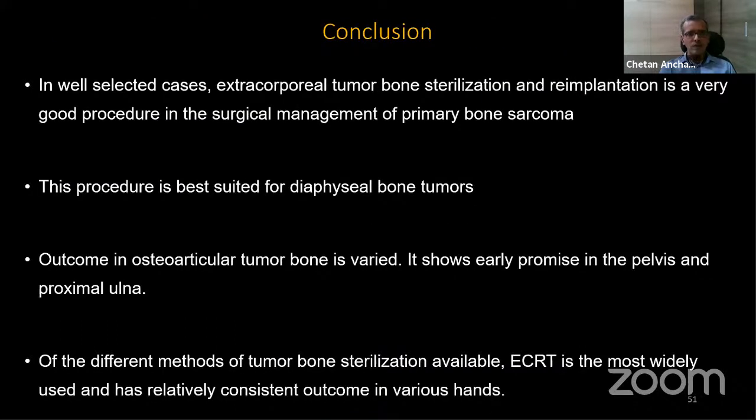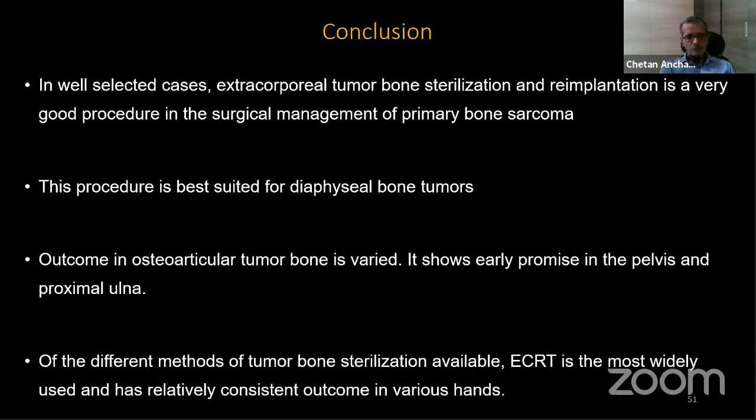So to conclude, in well-selected cases, extracorporeal tumor bone sterilization and re-implantation is a very good procedure in the surgical management of primary bone sarcoma. This procedure is best suited for diaphyseal bone tumors. Outcome in osteoarticular tumor bone is varied. It shows early promise in the pelvis and proximal ulna.